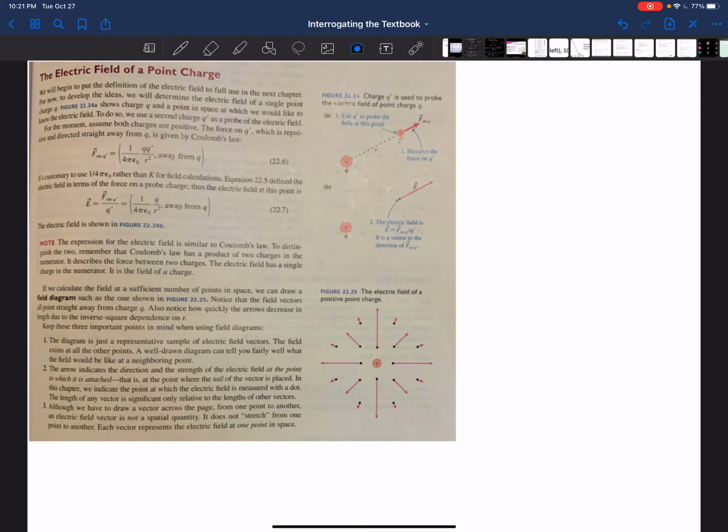Electric field of a point charge. We'll begin to put the definition of the electric field to full use in the next chapter. For now, to develop the ideas, we'll determine the electric field of a single point charge Q.